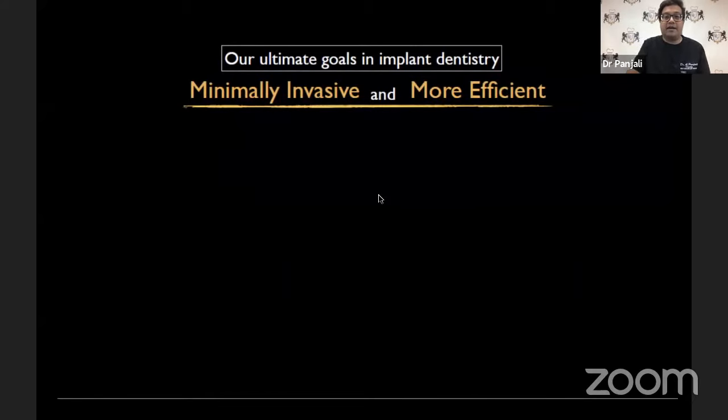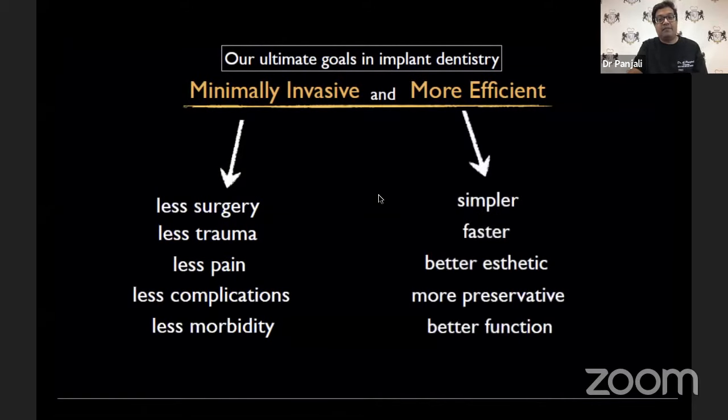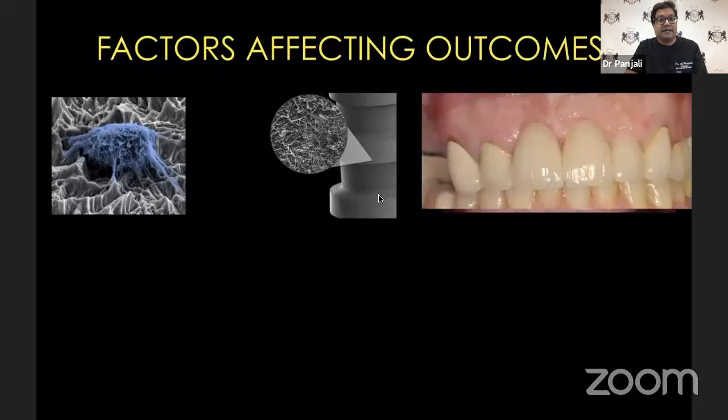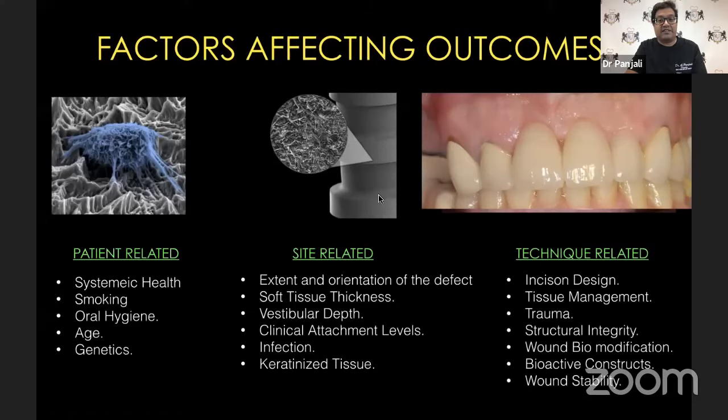So in conclusion, remember what I told you in the beginning. What is our ultimate goal in implantology? It is to be minimally invasive by doing less surgery, less trauma, less pain, and causing less morbidity to our patients, and being more efficient by using simpler, faster techniques that will get us better aesthetics, more preservation of soft tissue and bone, and better functionality. And remember, there are a lot of factors that will affect our outcomes. There are patient-related factors, there are site-related factors, and there are technique-related factors. And all these factors have to be taken into account.